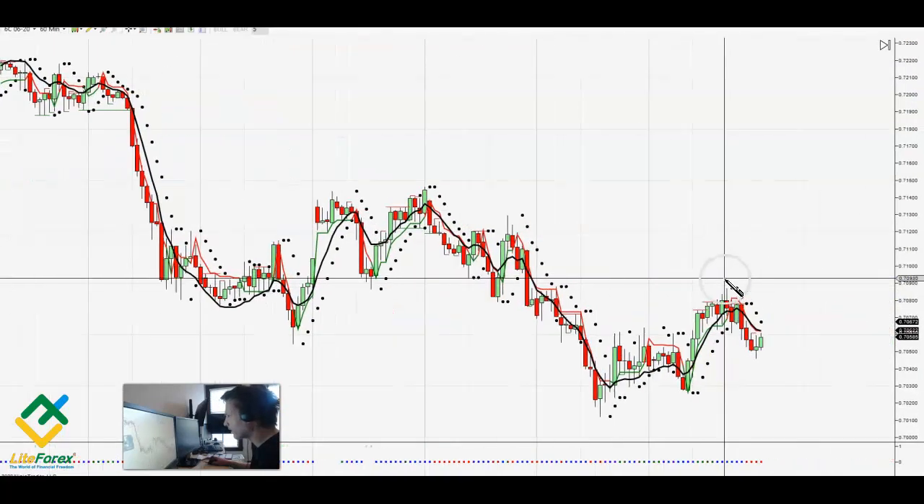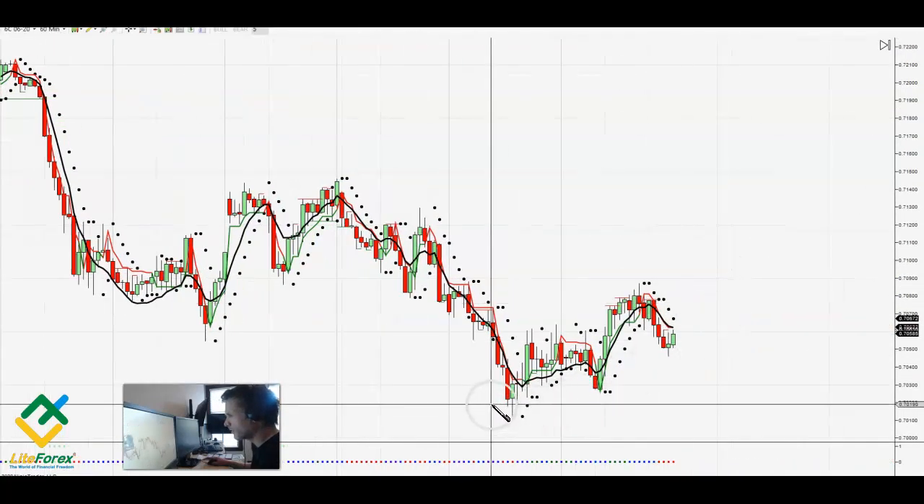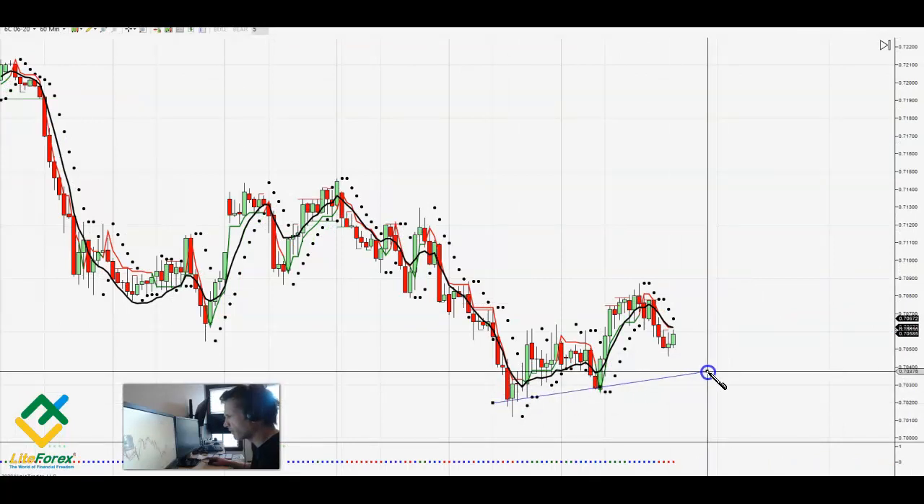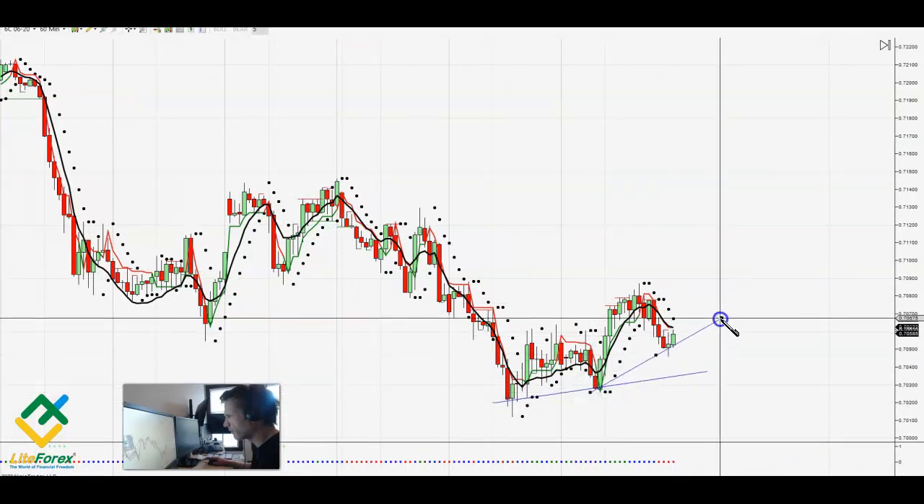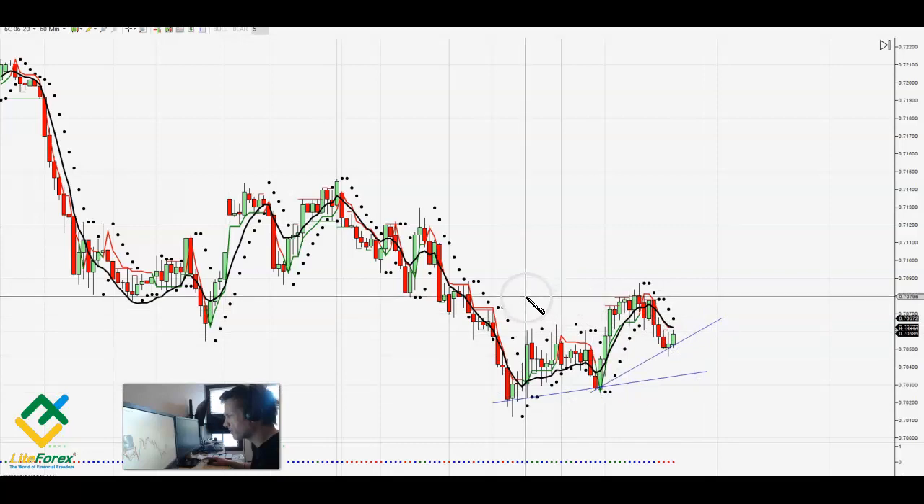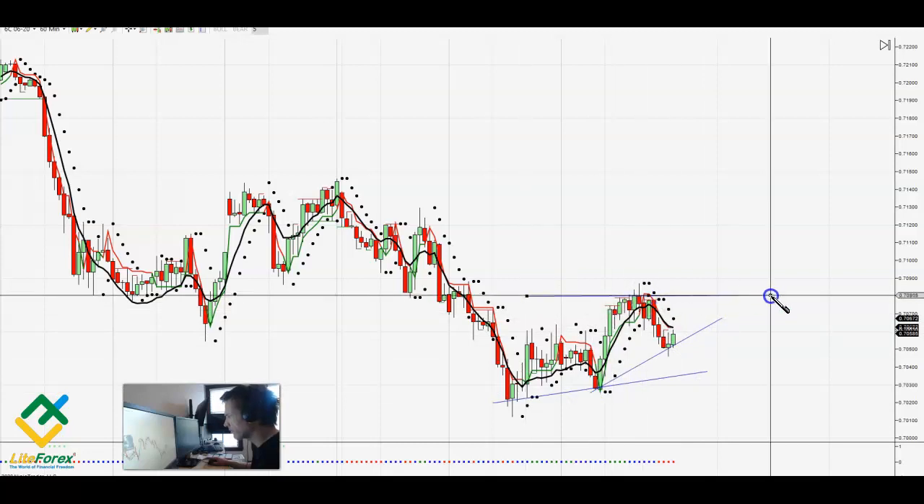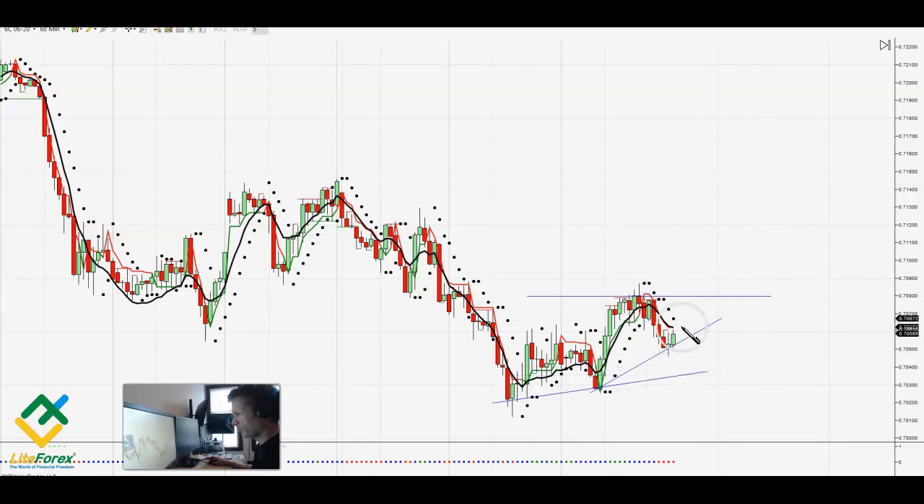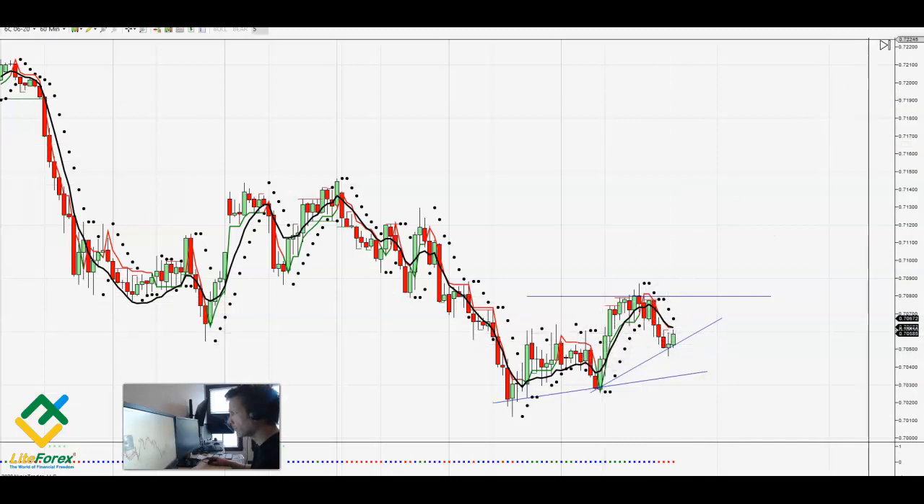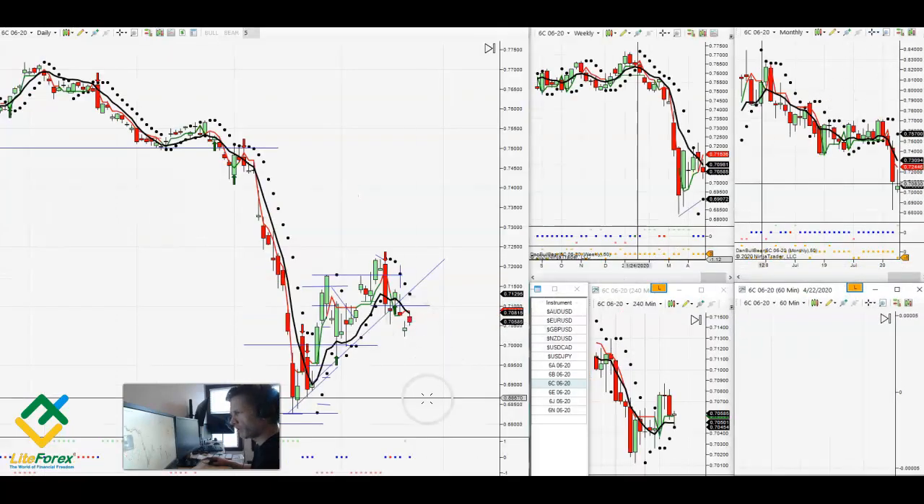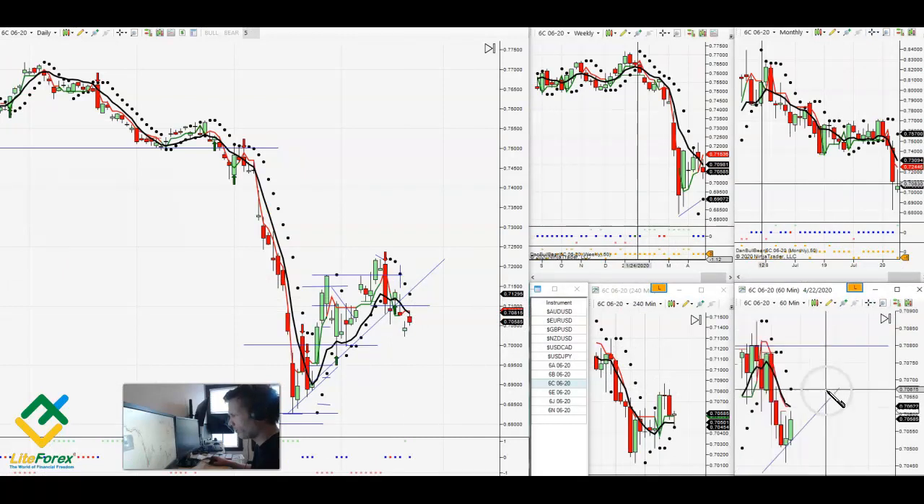Let's take a look at the 60-minute. Now the 60, you can see we held, holding those lows. Resistance at 78.05. So if this can break above 78.05, then it'd be interesting. But as of right now, the Canadian dollar is setting up more to the downside.